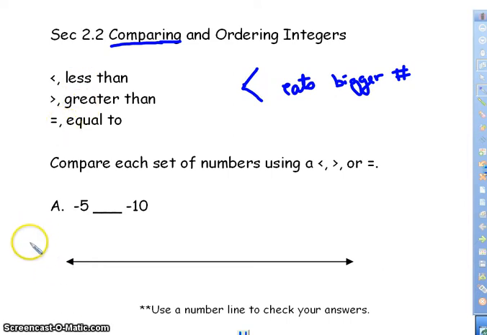Okay, when comparing and ordering integers, it's helpful to use a number line. So we're going to start off by just comparing each set of numbers using less than, greater than, or equal to, and we're comparing -5 to -10. So I'm going to go ahead and make a little number line, and the point for today, or at least to start off with, is just to remember what our number line looks like.